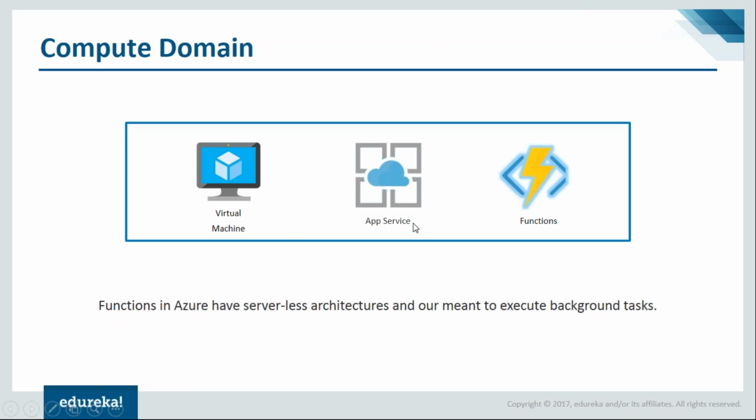App service is used to deploy an application, right? But if your use case is not about deploying an application, and you want to do some raw processing, you might as well opt for functions, which is a service not used to deploy an application, but used to execute background tasks. All right.